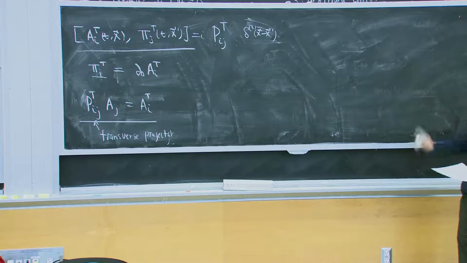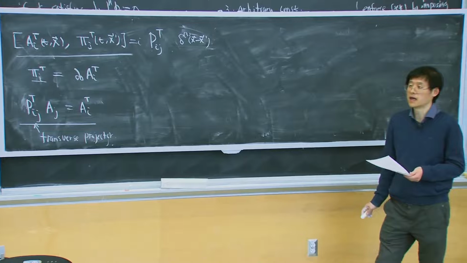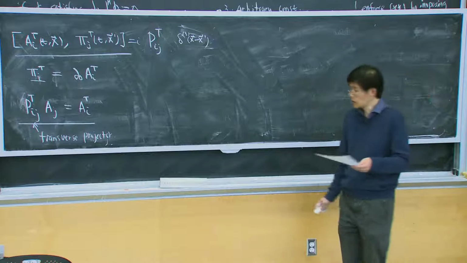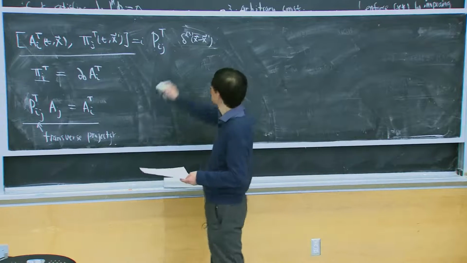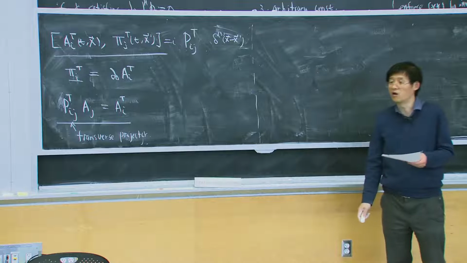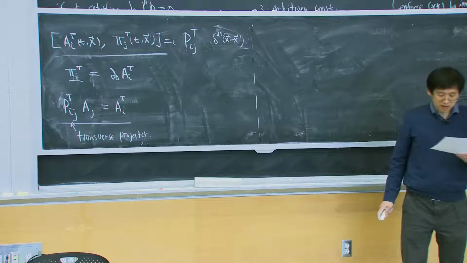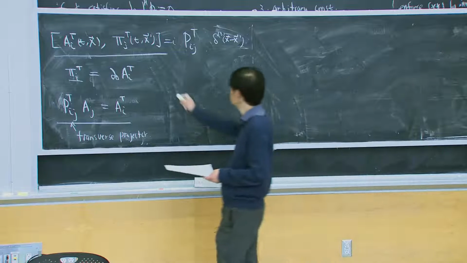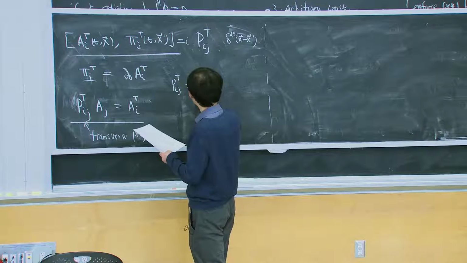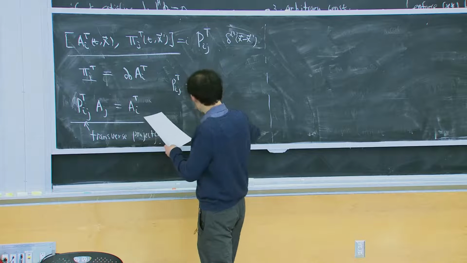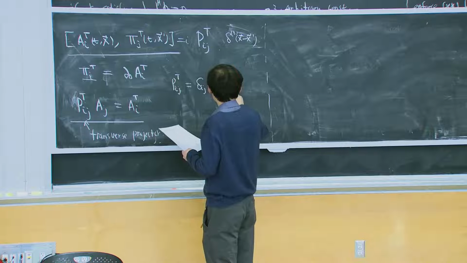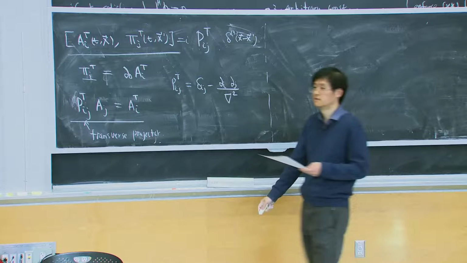Now this is a consistent equation. So this transverse projector you can easily write down in momentum space, but in coordinate space it's a little bit awkward to write it down. Formally in coordinate space, this P_ij^T can be written as delta_ij minus partial_i partial_j divided by the Laplacian.